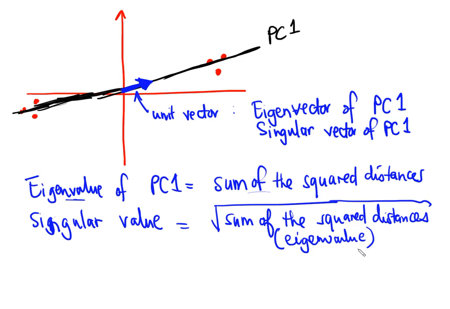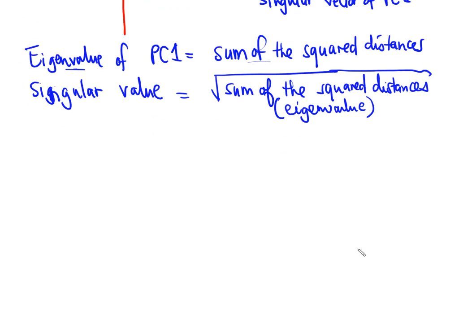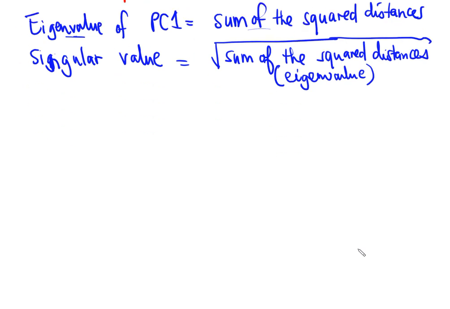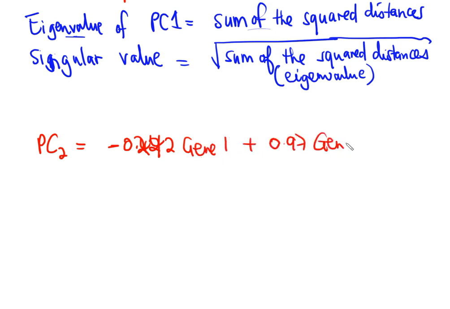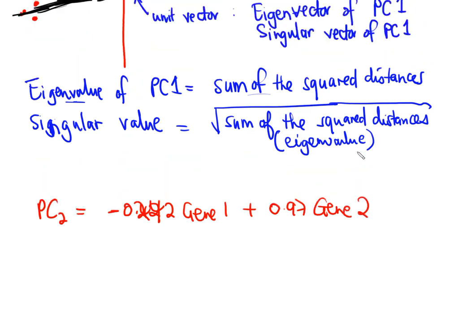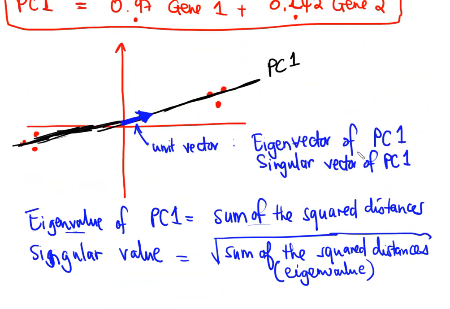Cool, that's it. And like we said in the previous video, to get your PC2, you just find a line that is perpendicular, orthogonal, to this. You find that in this case PC2 is going to be equal to minus 0.242 gene 1 plus 0.97 gene 2. And it's just a matter of going to a graph and asking, which line is going to be orthogonal to that line? The line that is going to be orthogonal is this one here.